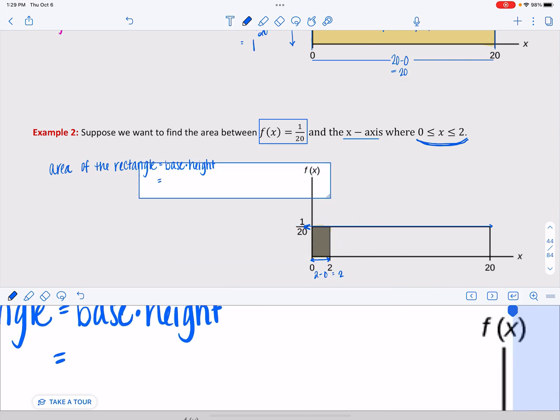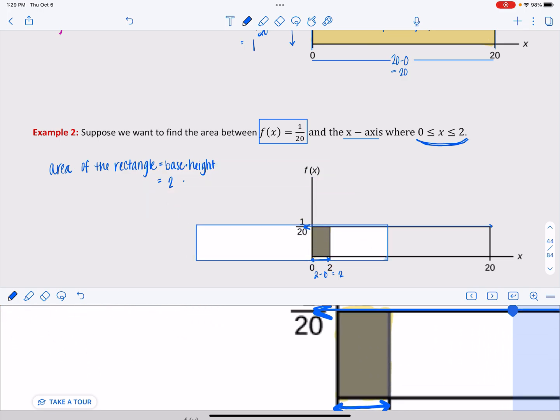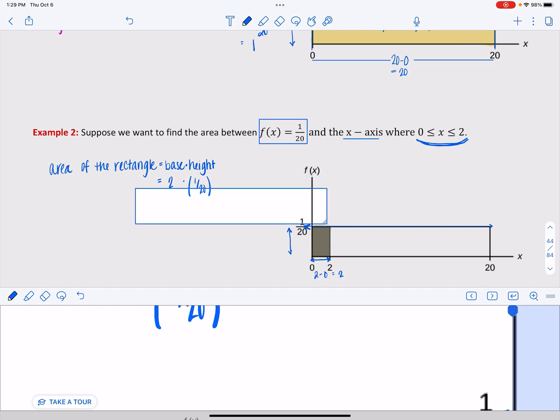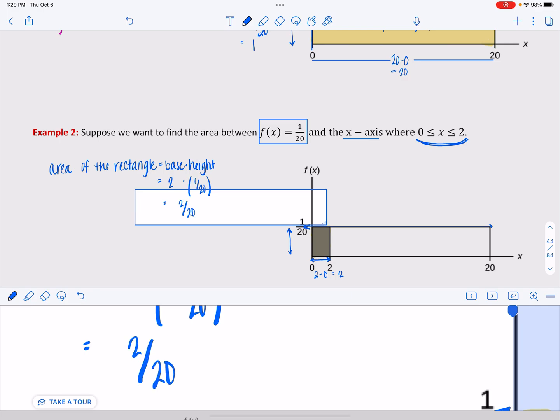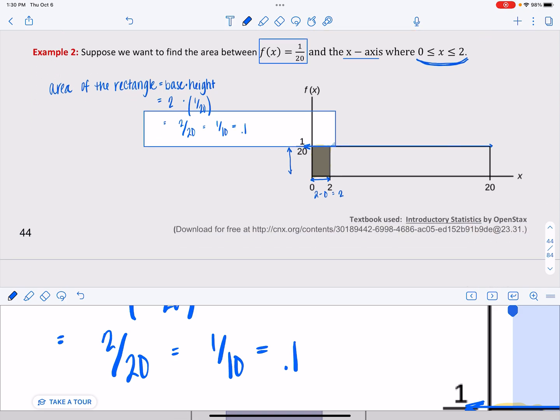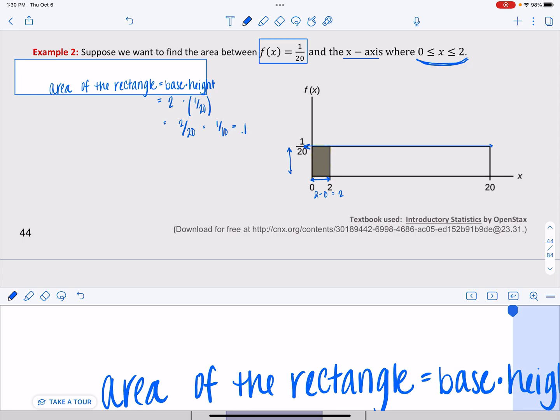So my base is 2. My height is still 1 over 20. When I multiply, I get 2 divided by 20. That's the same thing as 1/10 when I reduce, which is equal to 0.1. This was method 1.